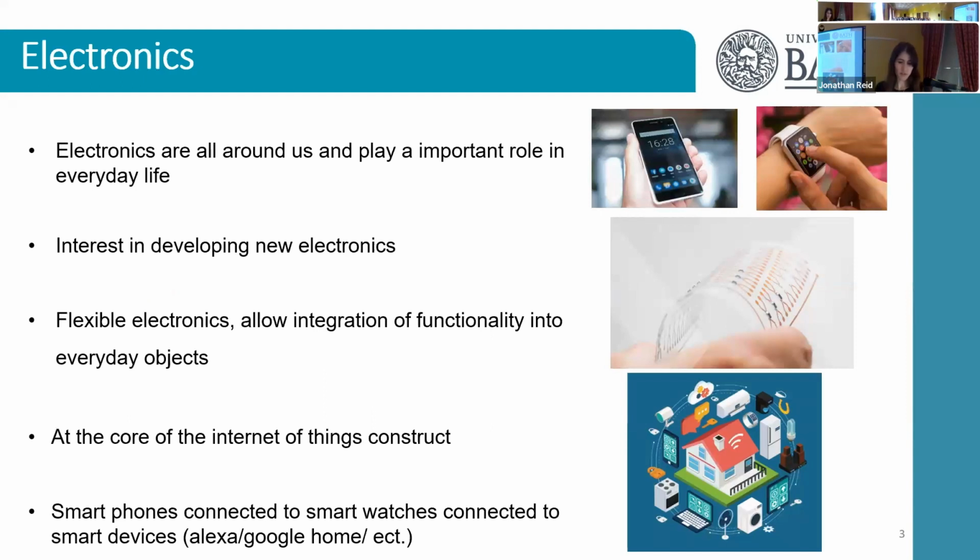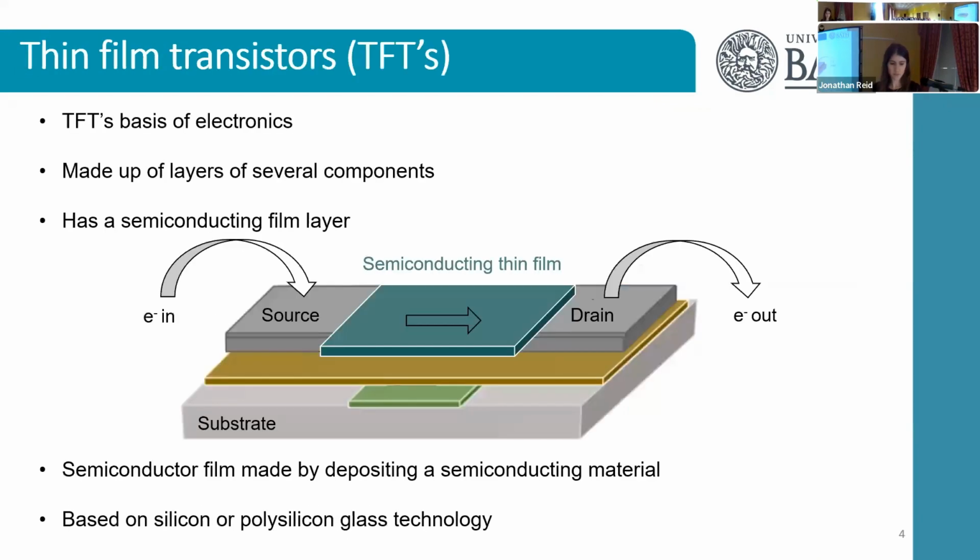So electronics are all around us and play a really important role in everyday life. And because of this, there's an interest in developing new electronics that are essentially going to make our lives easier. So one area of particular interest at the moment are flexible electronics, as these allow integration of functionality into everyday objects. This is at the core of the Internet of Things construct, where you essentially have objects communicating with each other. And you might see this in your own lives if you've got a smartphone connected to a wearable device or a smart home device.